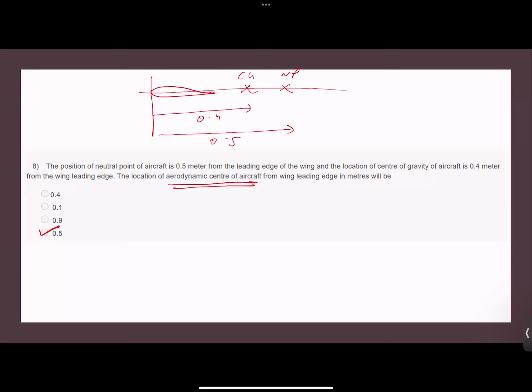If they had asked aerodynamic center of the wing, then you would need other terms to find out. You can't just do it. This would be the aerodynamic center of the wing. So it's usually 1/4 of the chord length from the leading edge. Yep, that is generally the location of the aerodynamic center of the airfoil. But here they've asked you aerodynamic center of the aircraft, which is the neutral point.